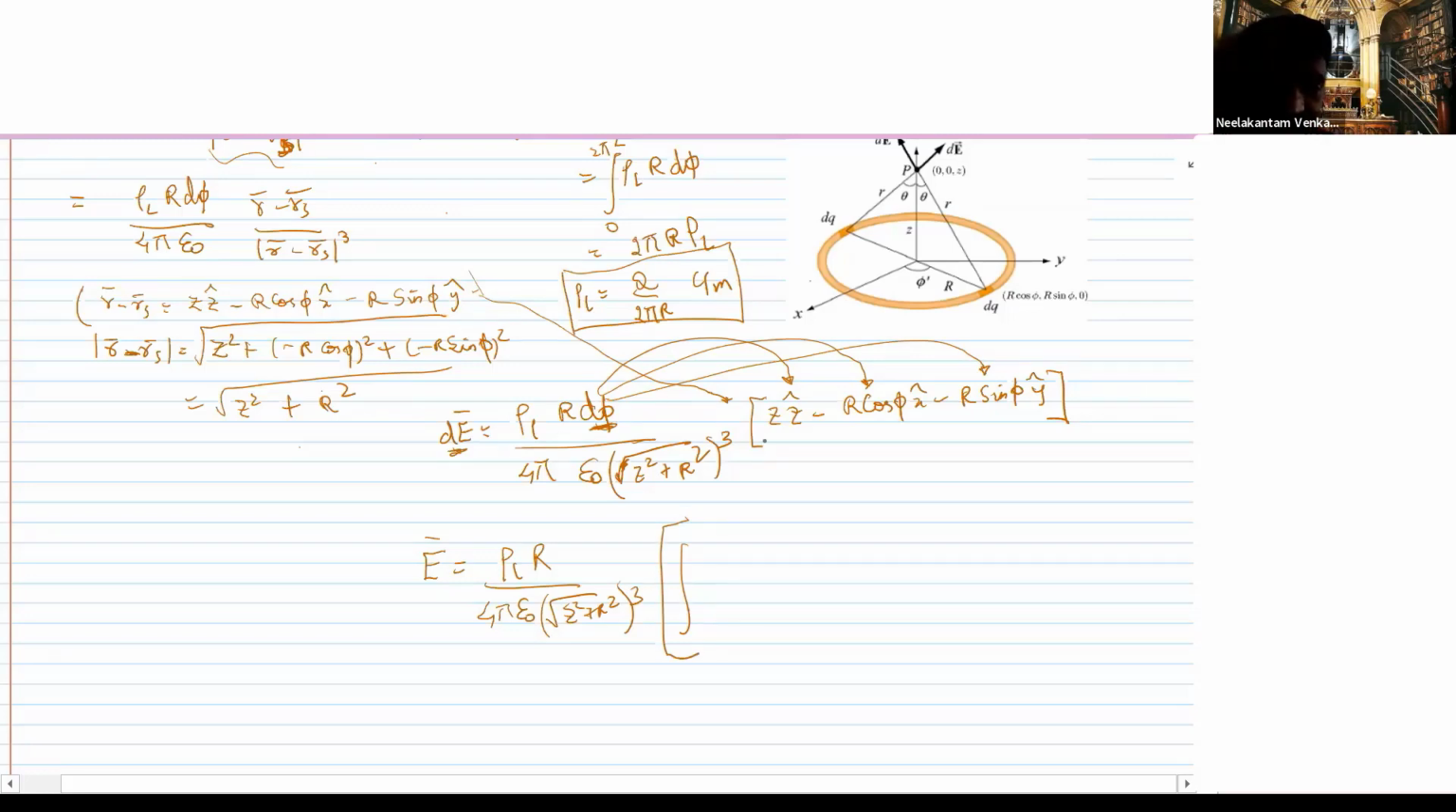So if I were to do just the integral alone, it's going to be z in the z hat direction, d phi 0 to 2 pi, minus in the x hat direction, this term here, which is r cosine phi d phi 0 to 2 pi, minus y hat, which is this term here, r sine phi d phi 0 to 2 pi.